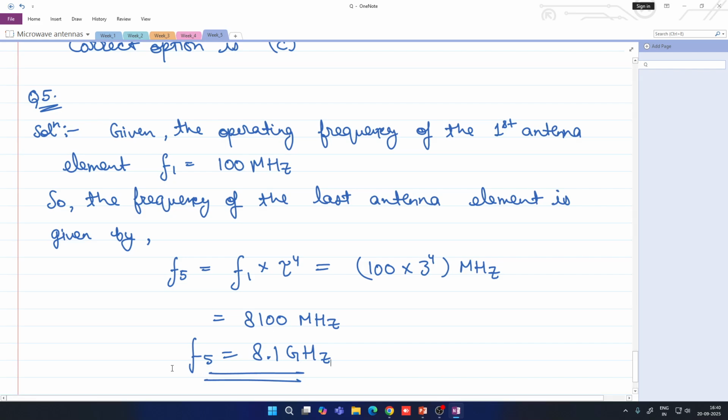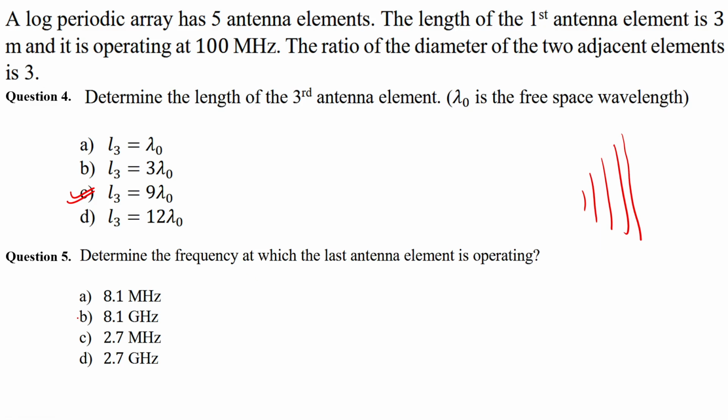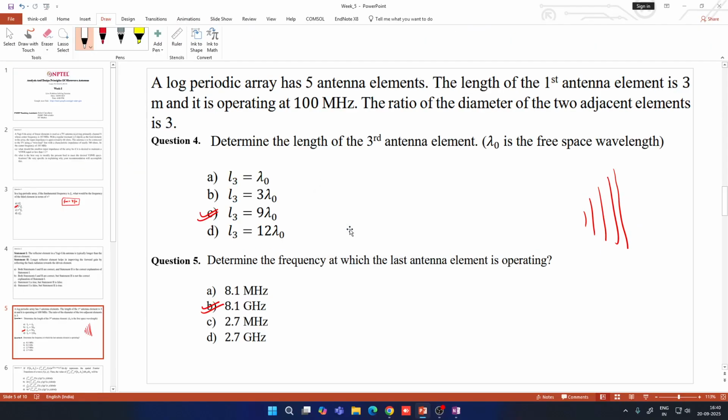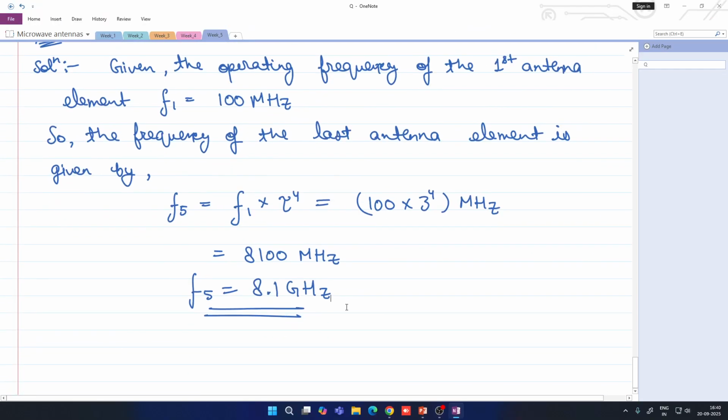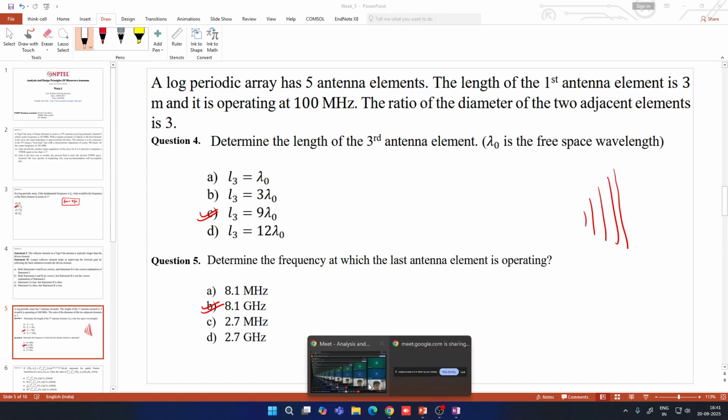Now we will match it with the given options. So here the correct option is option B, 8.1 gigahertz. So the correct option is C. If you have any doubt in question number 4 and 5, please let me know.